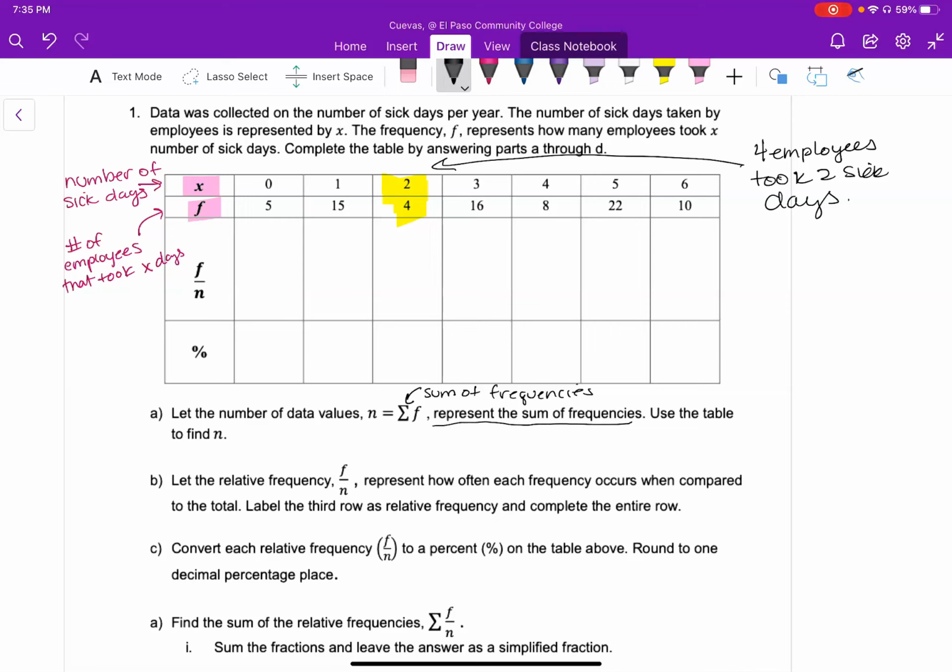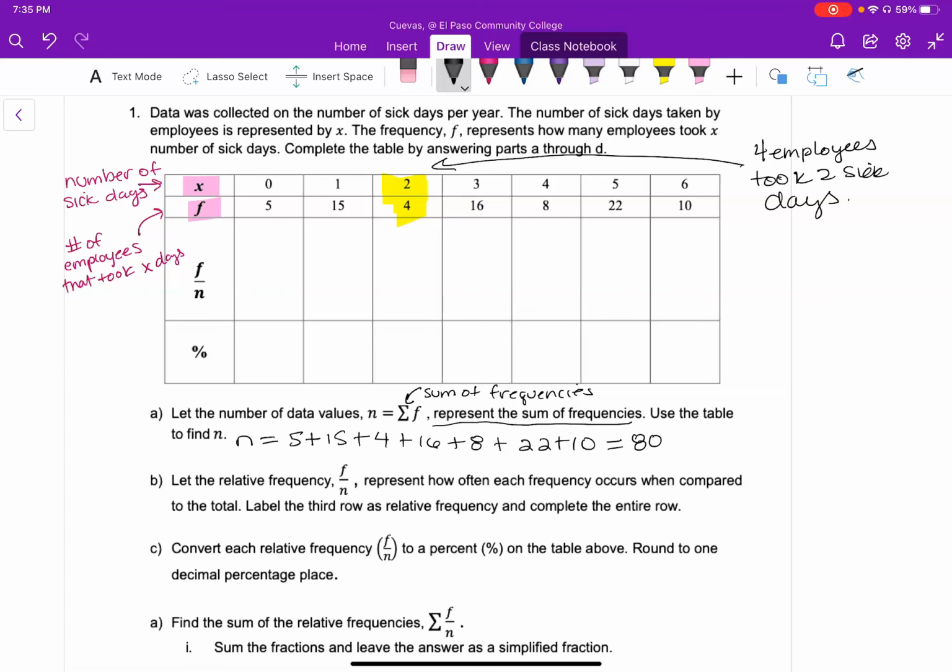Use the table to find n. So what are we going to do? We're going to sum the frequencies. N is equal to 5, sum means add, 15, 4, and so on. Now this doesn't go anywhere on the table. This was asking me to find n because we're about to use it.